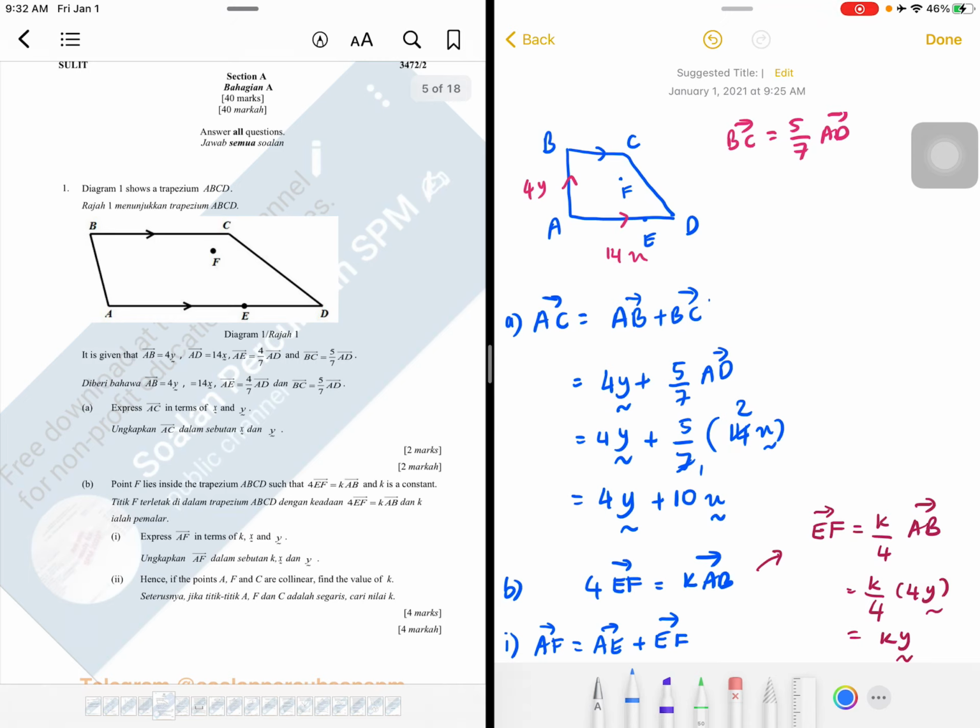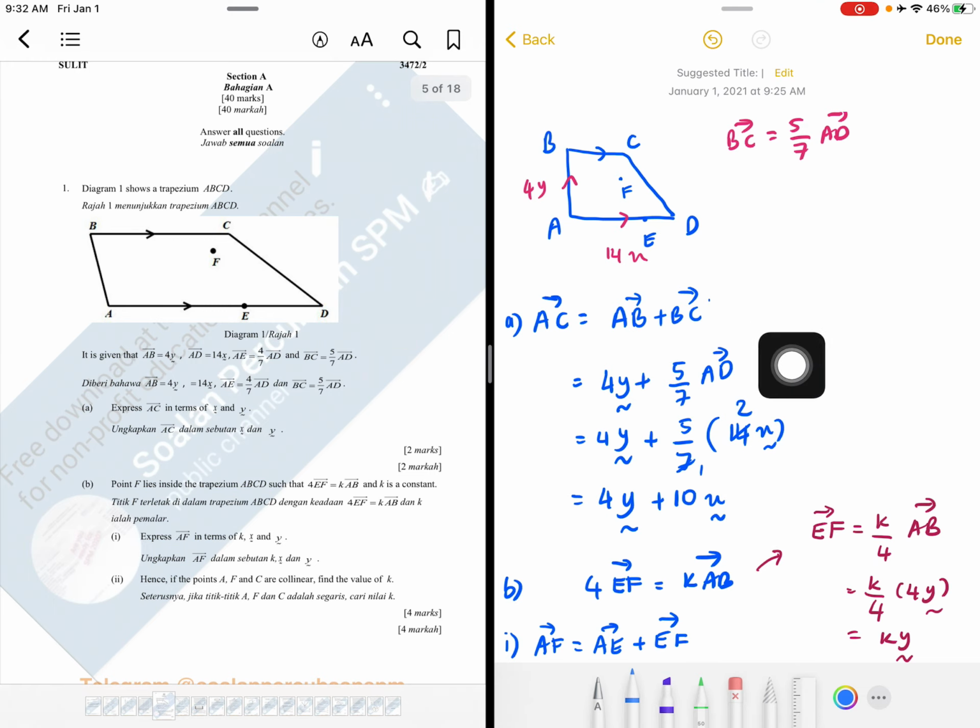The diagram shows a trapezium ABCD. AB is 4y, AD is 14x, AE is 4 over 7 AD, BC is 5 over 7 AD. The question wants us to express AC in terms of x and y. So what we do is AC is equal to AB plus BC. You just need to label the vector first, and then we know that BC is equal to 5 over 7 AD. So put it inside.